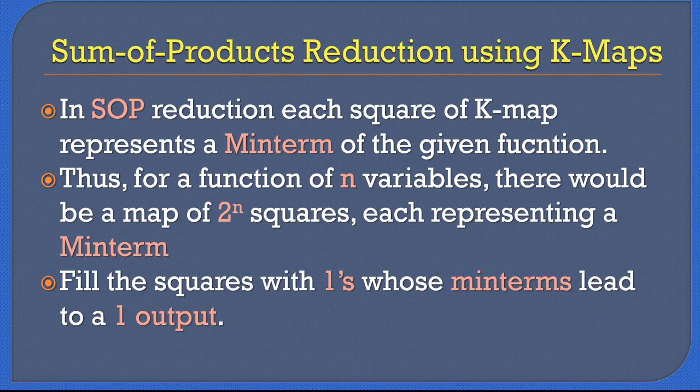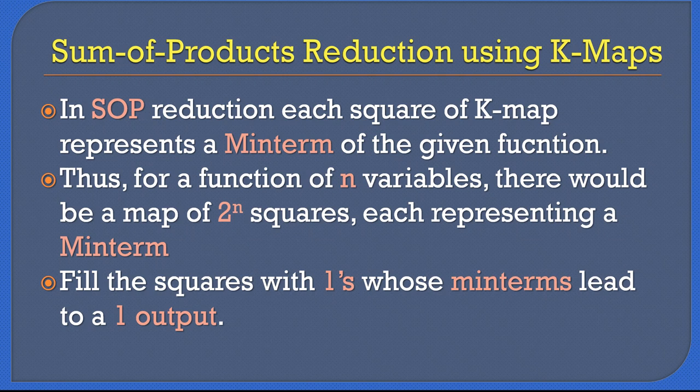For example, if you have a 2 variable function, it will be 2 to the power 2, that is 4 square boxes. If it is a 3 variable function, then you will have 2 to the power 3, totally 8 boxes. In the same way, if you have 4 variables, then it will be 2 to the power 4, that is 16 boxes. So it goes on like that, each representing a min term. So every box represents a min term.